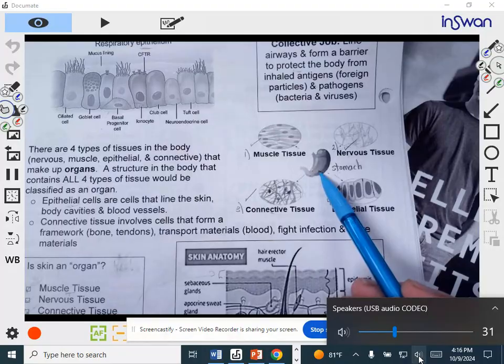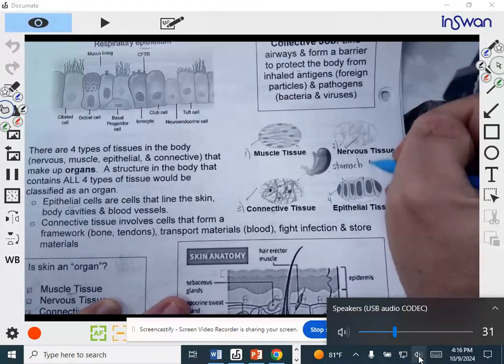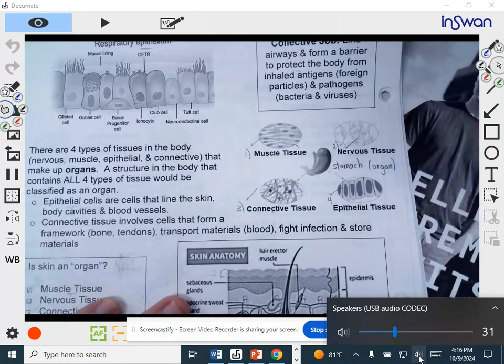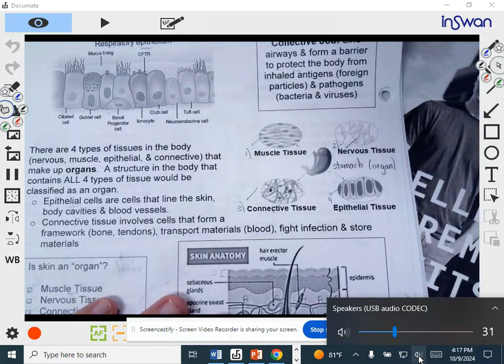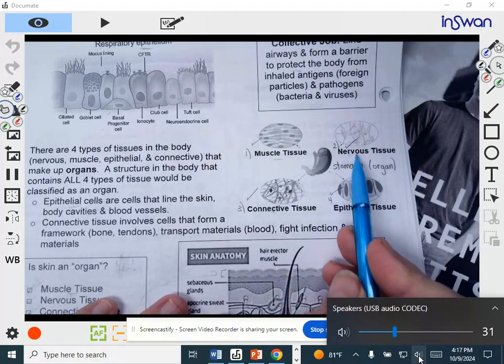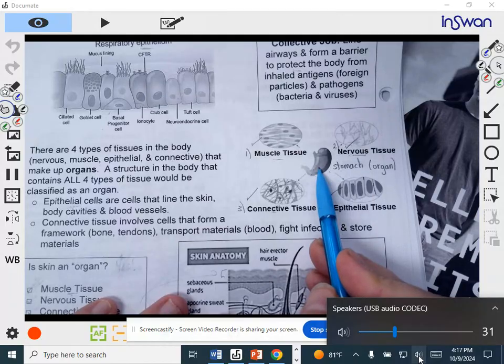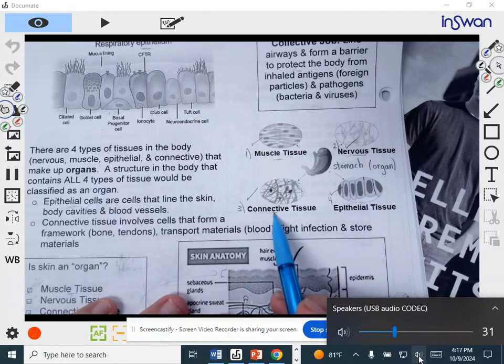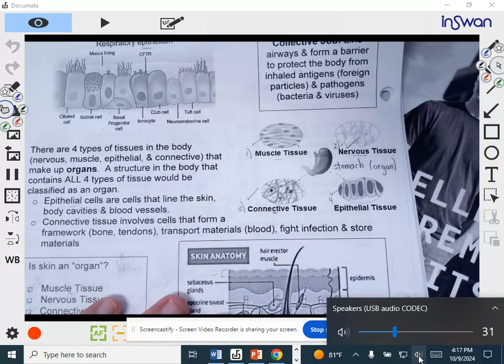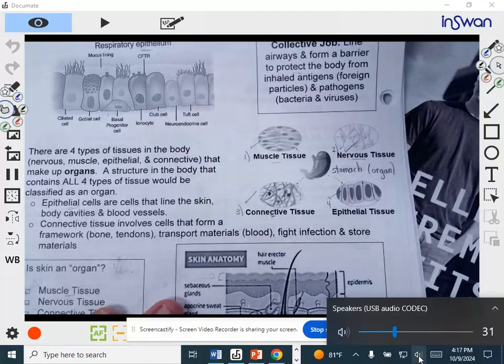And let's take a look at the stomach. So you know probably from studying the digestive system that the stomach is an organ. Well, why is it an organ? It's because it contains all 4 types of tissues. So there's muscle tissue. Our stomach has muscle cells in it. Nervous tissue. Our stomach has nerves in it. Connective tissue. Now that one is sometimes confusing for students, but an example of connective tissue is blood. So blood travels to different parts of the body and connects to different parts of the body. So it's considered connective tissue.